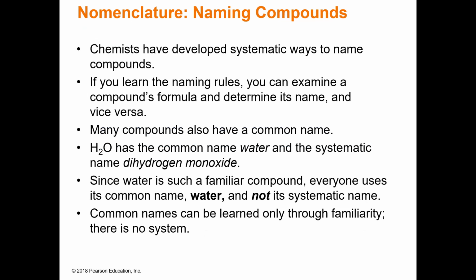Well, writing a formula is one thing. Naming it is another. Chemists follow systematic naming rules. Once you understand them, you can go both ways, from name to formula or formula to name. Many compounds also have common names like water instead of dihydrogen monoxide, but for science, we stick to the rules.